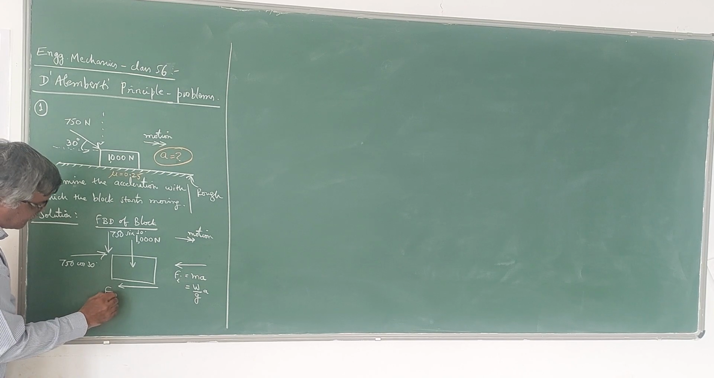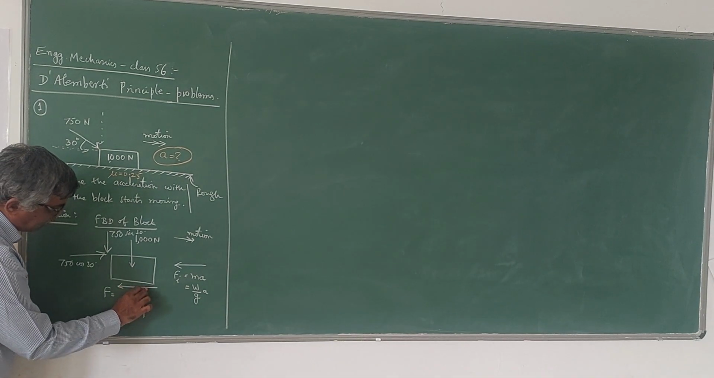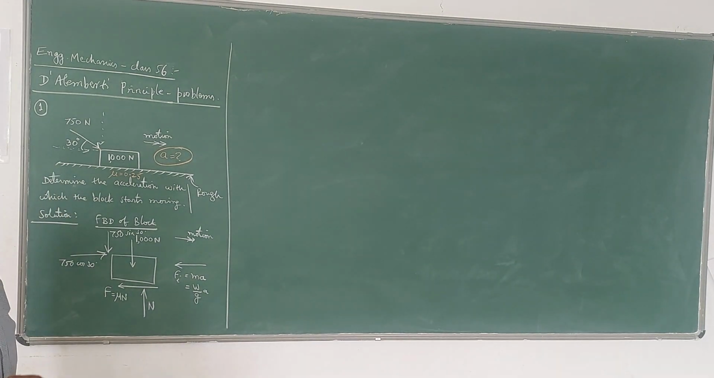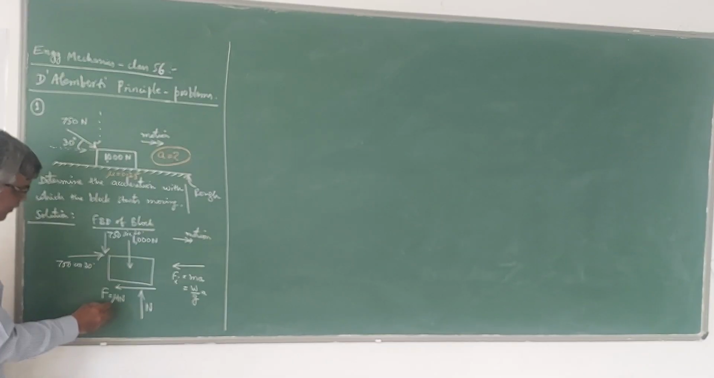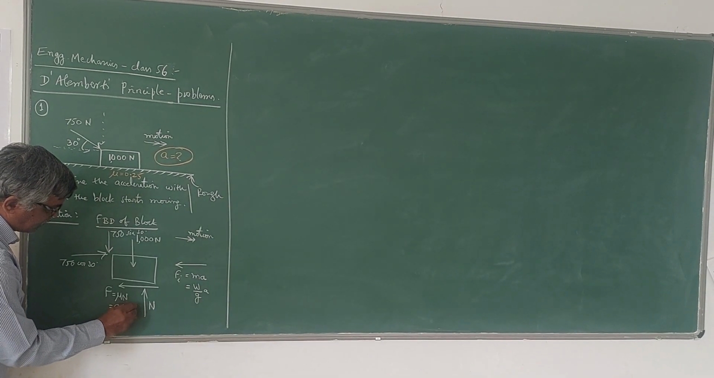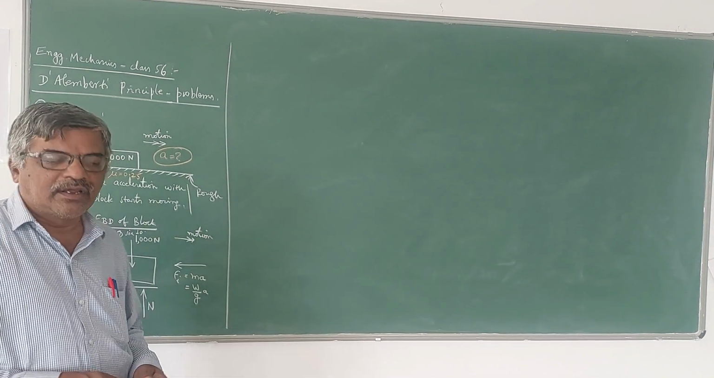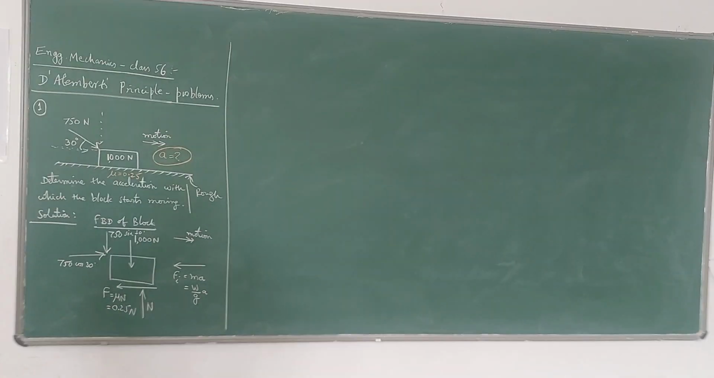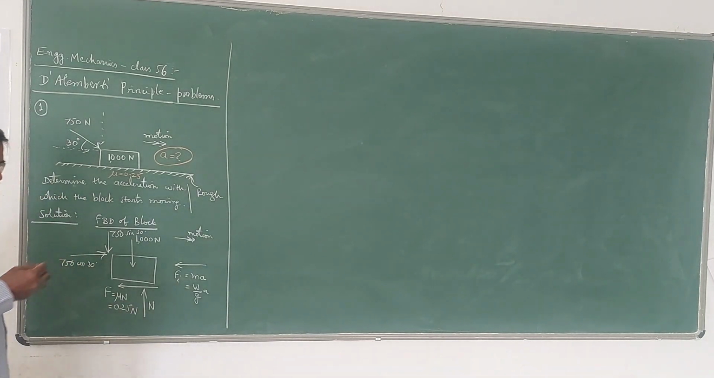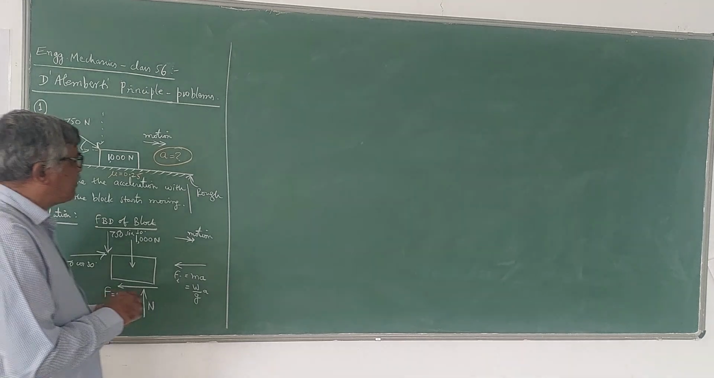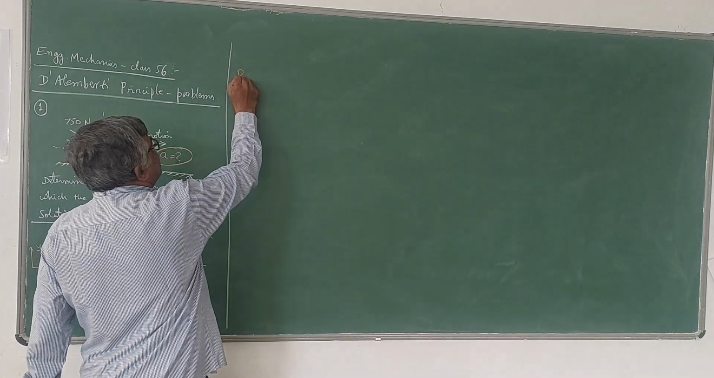The frictional force F is related to the normal reaction N as F is equal to mu times N, where mu is 0.25. That's given in the problem. So 0.25 N. This is the free body diagram of the block now. Now I will apply the dynamic equilibrium equation along the direction of motion. I will treat this as x direction, this as y direction.